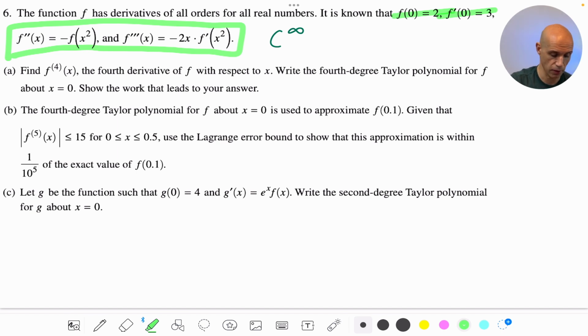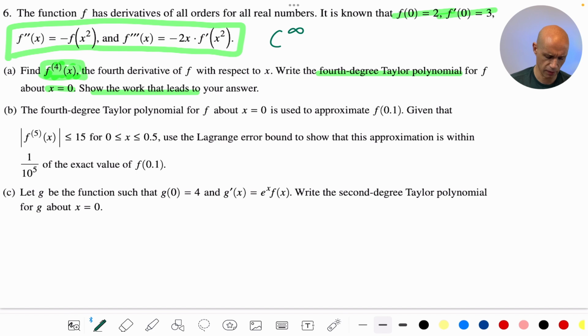And then first question, find the fourth derivative. Okay, nice. And then write the fourth degree Taylor polynomial about x equal to 0. Of course, show all the work. Always. They always ask, because otherwise people just write one thing. But always show your work.